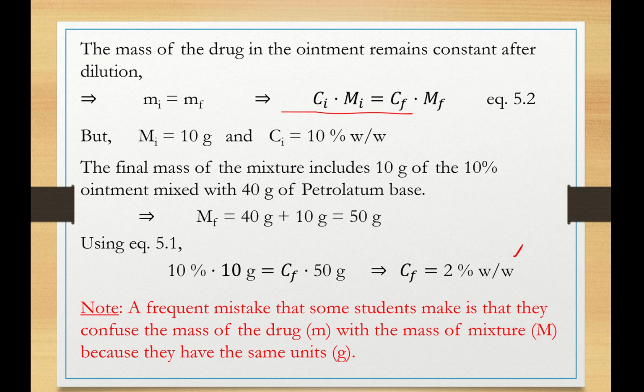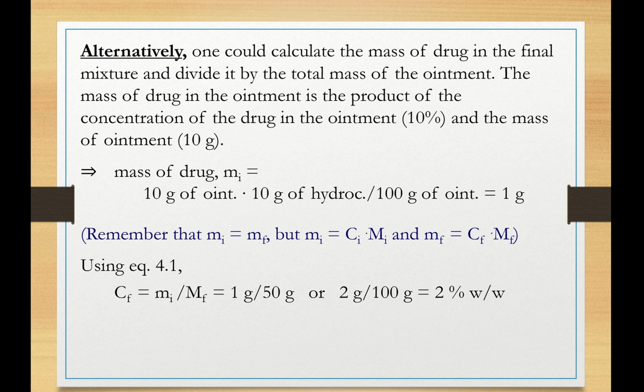Now that's why I make sure that you understand the difference between the M capital, that's the mass of the ointment, and the mass of the drug. Alternatively, since mass preservation is M1 equals M2, Mi equals Mf, so Ci Mi equals Cf Mf. This Cf would be equal to Mi over Mf, M initial over M final. So if I use numbers, this C2 would be equal to the mass of the drug in the initial state, M1, over the mass of the ointment in the final state, capital M.